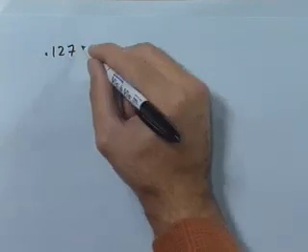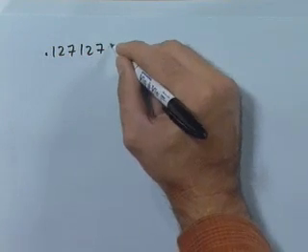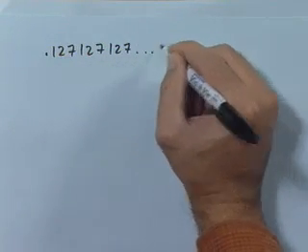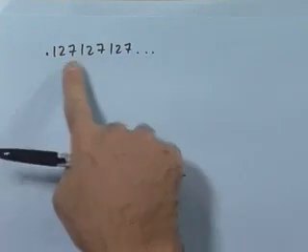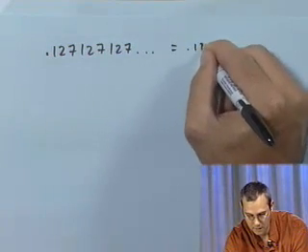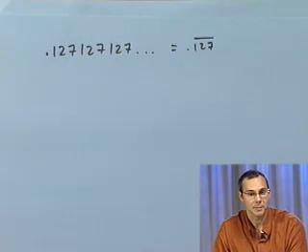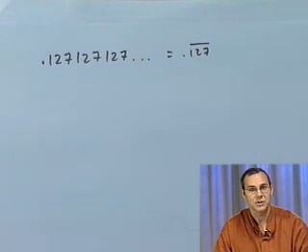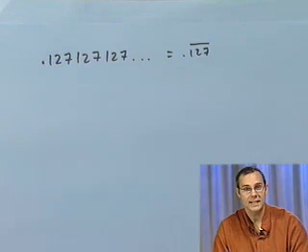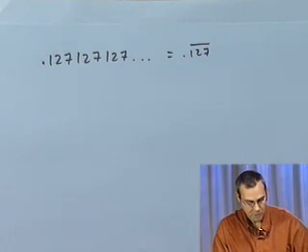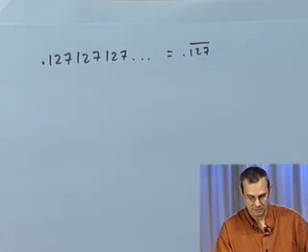Okay. Another example might be 0.127127127. Notice that we get this repeating pattern. Okay. By definition, that is a rational number. So any fraction is rational, any terminating decimal is rational, and any repeating decimal is rational.